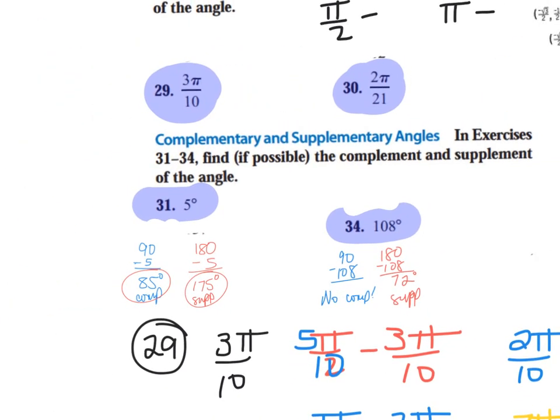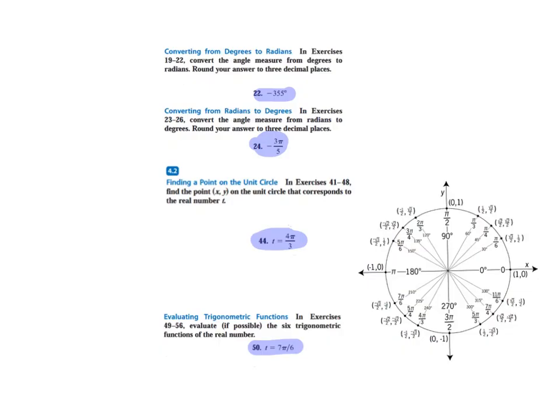Got to remember that, guys. Coterminals are adding and subtracting 2 pi or 360. Complement is 90 degrees or pi over 2, depending on what you start off in. And supplement is 180 or pi, depending on what you start off in. Right? So now we come to something like this.